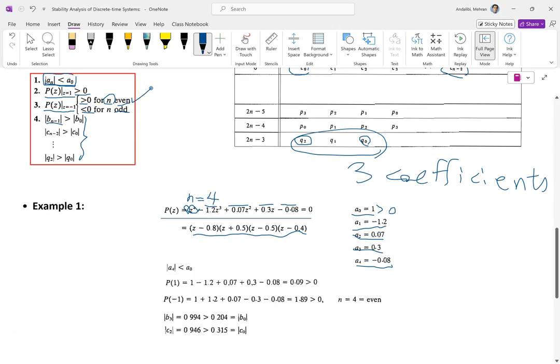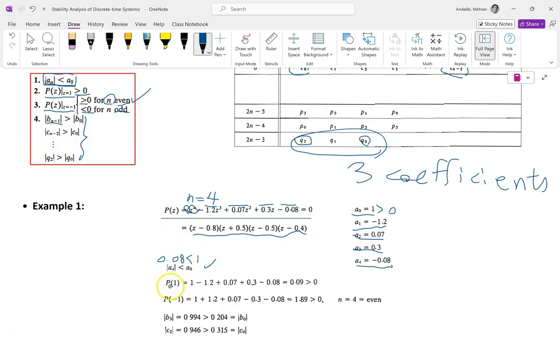So first thing is, before I even look at the other things and form a table, is magnitude of an less than a naught? Well, an is negative 0.08. Magnitude of that is clearly what? 0.08. And magnitude of a naught is what? Is clearly 1. So this is valid. So condition 1 is good. So now I can look at what? Look at the second and third conditions. And then for B's and C's and Q's, I form the table.